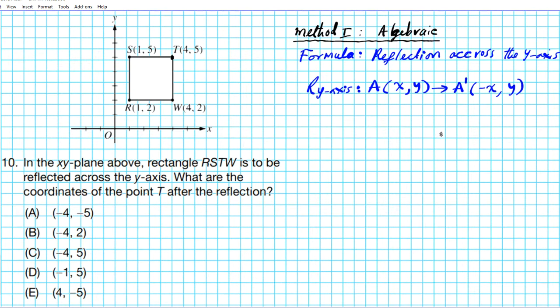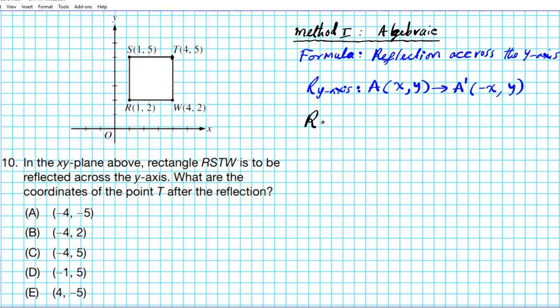Alright, let's study this equation for a second. What this formula is telling us is that when you reflect a point across the y-axis, the other axis, namely the x-axis, attains an opposite sign. Okay? So let's go ahead and apply this formula to point T.